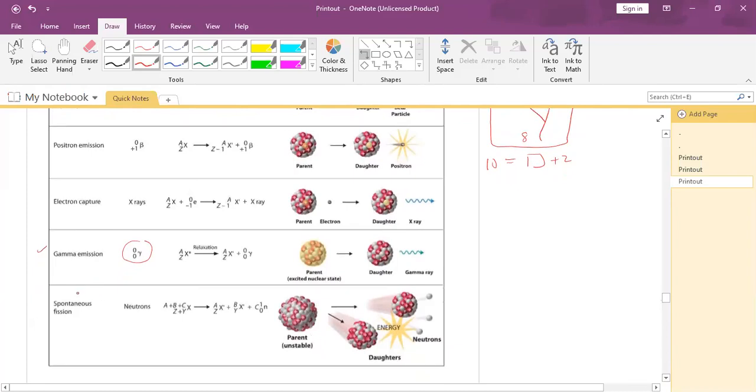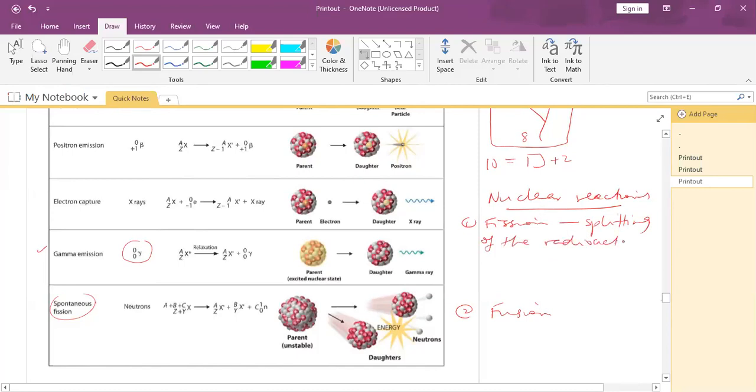Okay. Then there are two main types of nuclear reactions. One of them is called fission, spontaneous fission. And then the other one is called fusion, nuclear fusion. So you have nuclear fission and nuclear fusion. Now for nuclear fission, fission means splitting. So splitting of the radioactive substance.